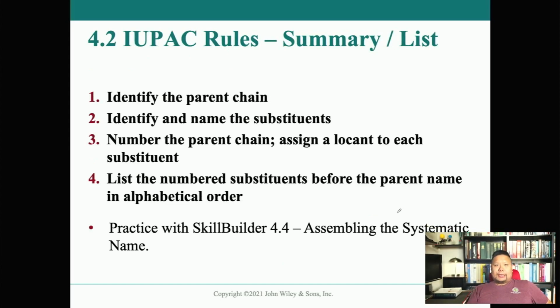So here's a summary on how you name alkanes. First, identify the parent chain. Next, identify and name the substituents. Then name the parent chain. Assign the locant to each substituent, or the location of it on the carbon chain. Then list the number of substituents before the parent name in alphabetical order. So, practice: Skill Builder 4.4 on Wiley Plus.